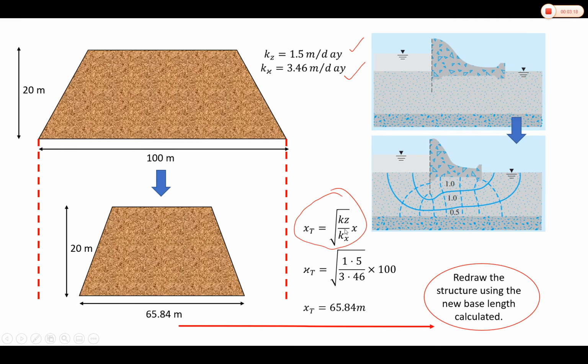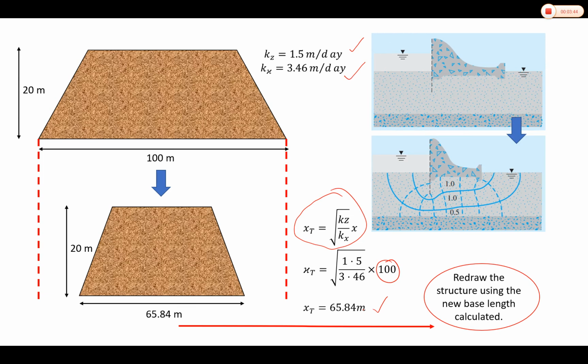So we have the K for the vertical permeability is 1.5 meter per day, and for the horizontal, for example, we have 3.46, and we will times with the 100, the initial base length of the dam. So when we calculated, we have the x transform is 65.84.